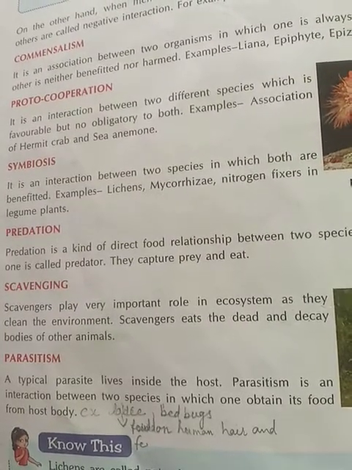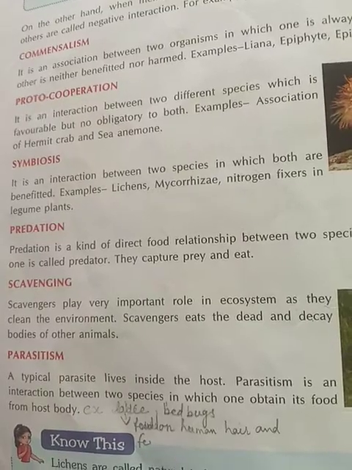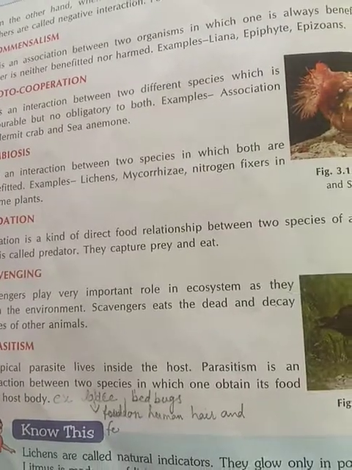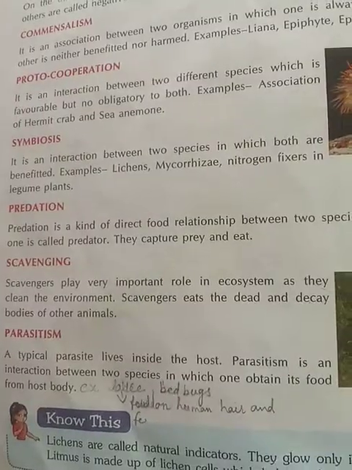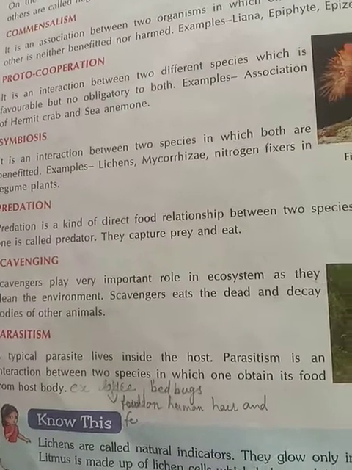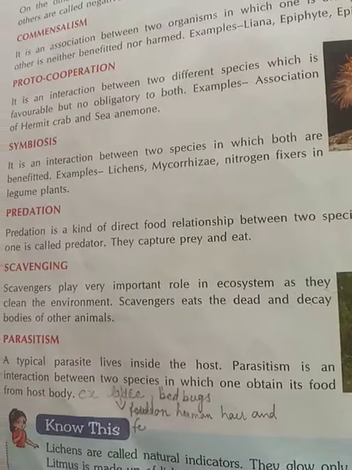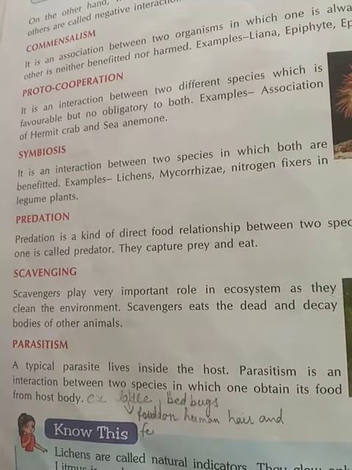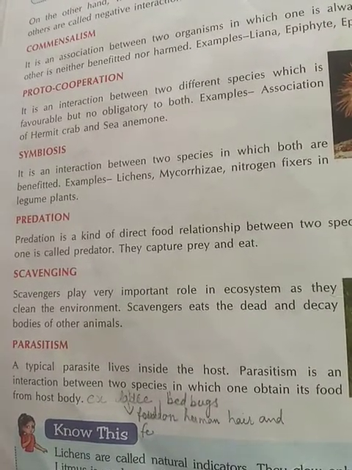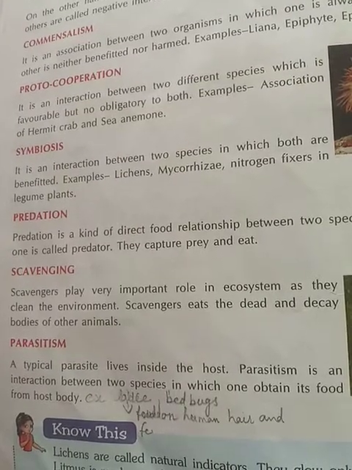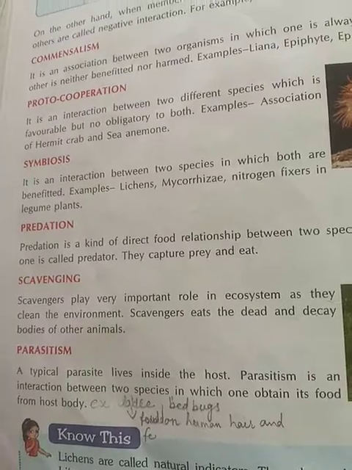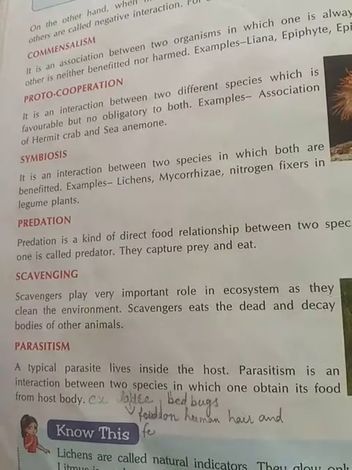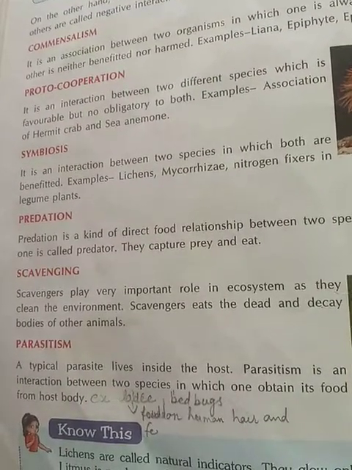Predation. Predation is a kind of direct food relationship between two species of animals in which one is called the predator. So children, the relationship in which one organism kills and eats another organism is called predation. One is killing and eating the other organism and this relationship is called predation.